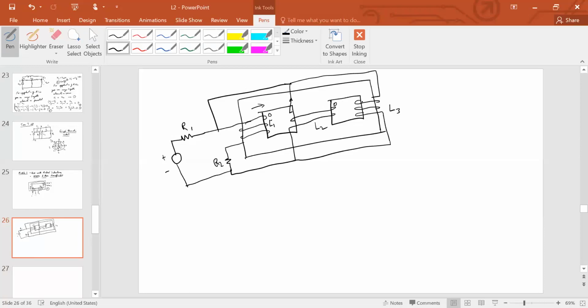In the same fashion, you can also see that if this is the positive terminal, let's say I mark it out with a triangle here, the coupling with L1 and L3, then in order to oppose this flux, this must send out a flux in this direction.